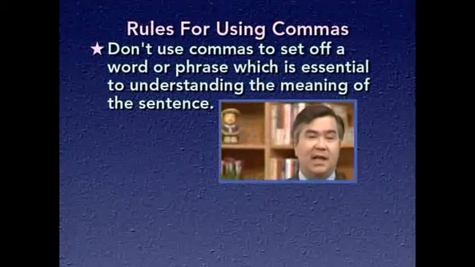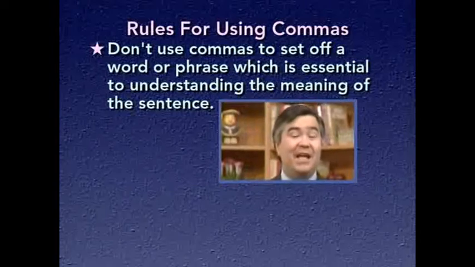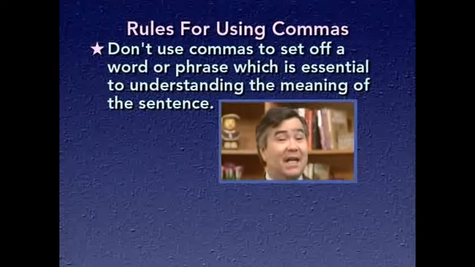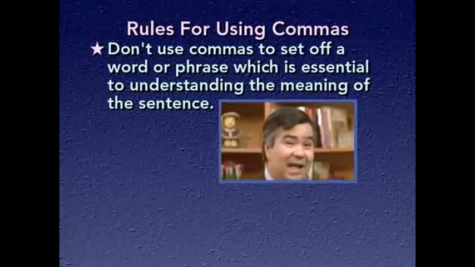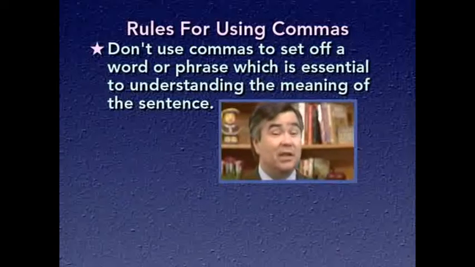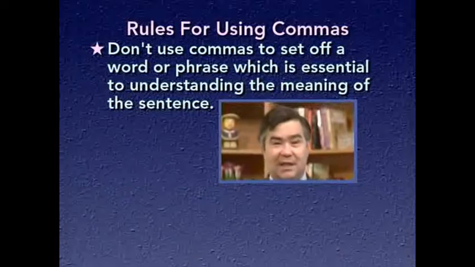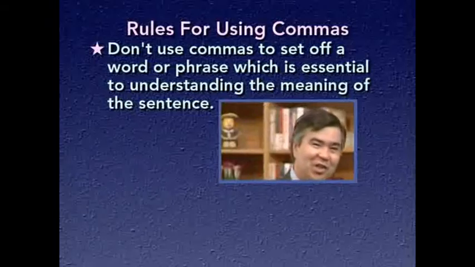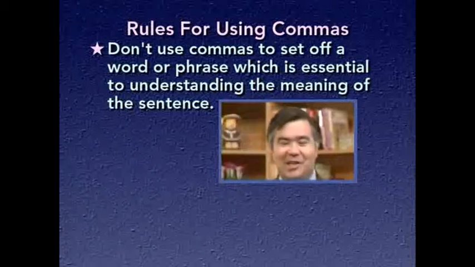Sometimes a sentence contains a word, a phrase, a group of words which may at first glance appear to be an interrupter. But if you look closely, you realize that the word or phrase is actually essential to understanding what the sentence is saying. When that's the case, don't set it off with commas, because those words are not simply interrupting the flow of the sentence. They're an integral, important part of the flow of the sentence. So understanding the meaning of what's being said and recognizing what's essential and not essential for the meaning is actually very necessary to punctuate the sentence correctly.